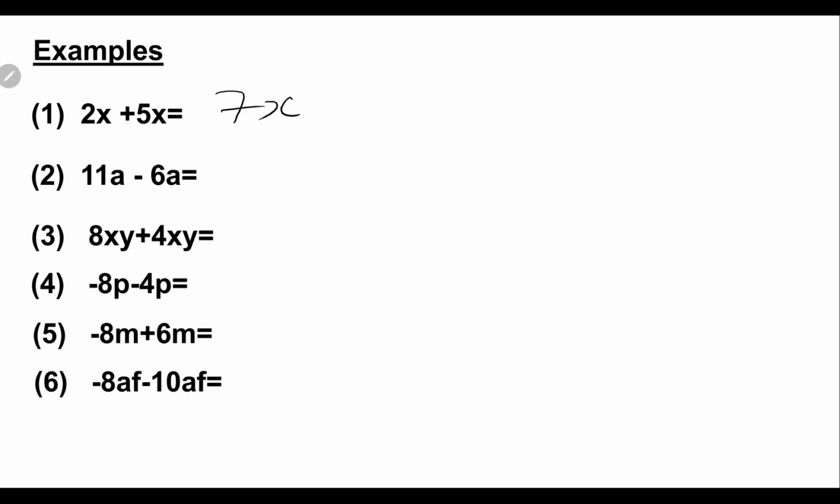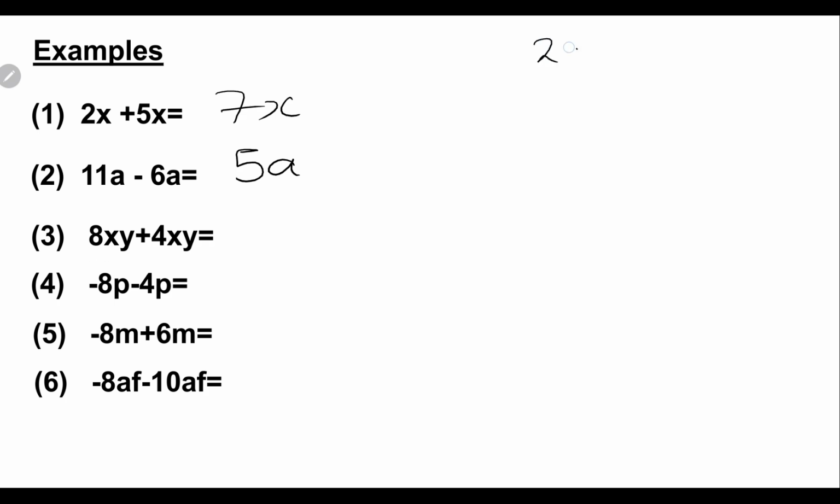Okay, I have the second one. The second one, I have 11a minus 6a. What do you think is the answer? So we are just getting the first letters. We don't know what a may be. Maybe it was apples or whatever, anything that starts with the letter a. 11a minus 6a, obviously the answer is 5a. So this is our answer. So you don't worry about the two letters that we have.